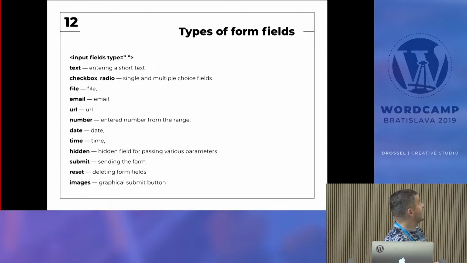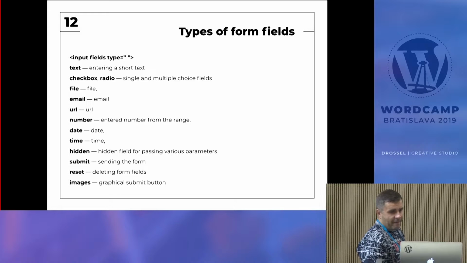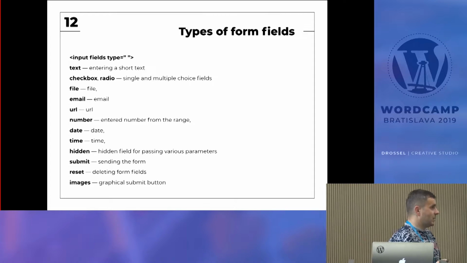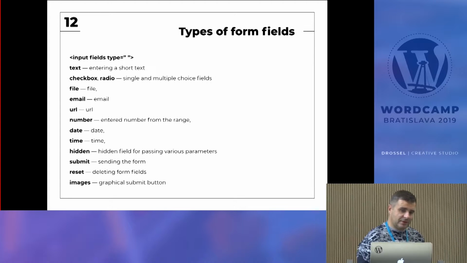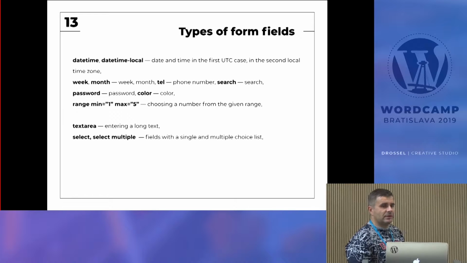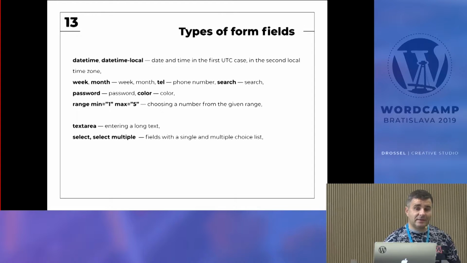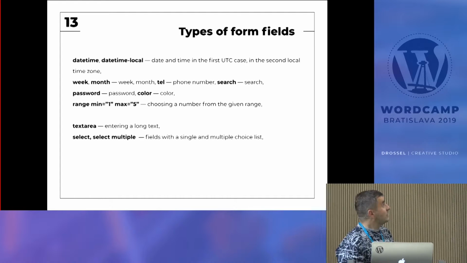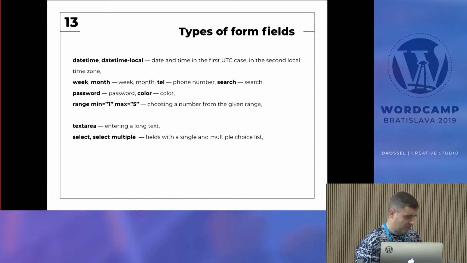And we have, of course, hidden type. Hidden type is for passing some parameters. And we have input like a button. The type is submit, reset, and image. Of course, we have types connected with the data. So it's date, time, week, month. We have phone, search, password, color, and range.